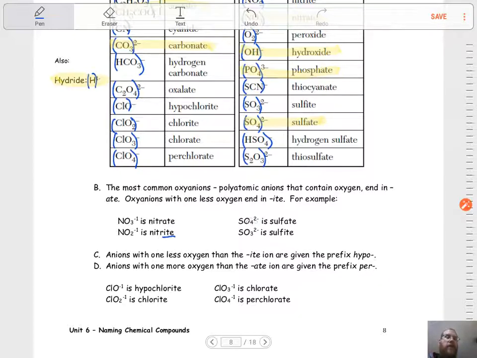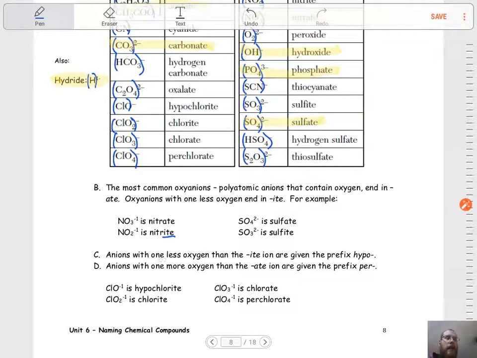Same thing with sulfate. Sulfate has four oxygens. Sulfite has three. So just changing that one little letter again changes the chemistry. Now, specifically with these ones that have chlorine in them, you can then put a prefix in the term to go a step further.